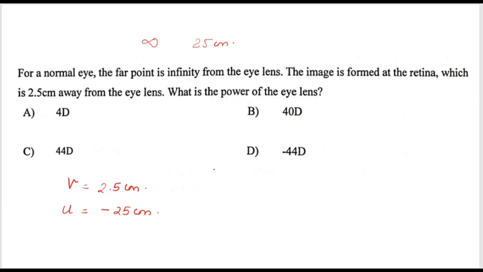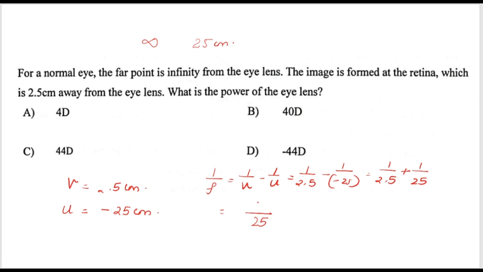So 1/f is equal to 1/v minus 1/u. That is 1/2.5 minus 1/(-25). So we can say 1/2.5 plus 1/25. Here if you take LCM as 25, then we get 11/25. Therefore f is equal to 25/11.